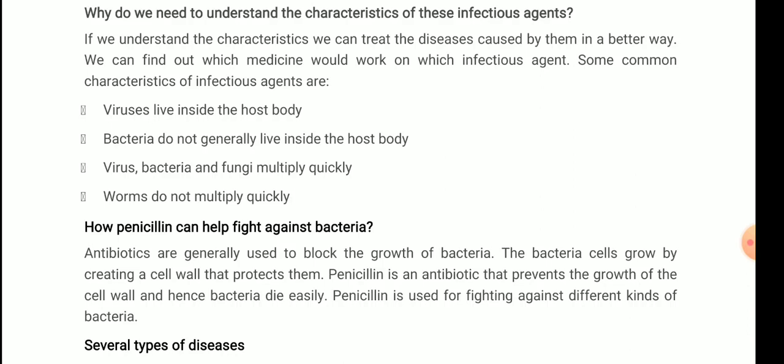Okay, students, some of the things that are connected to the first chapter, the fundamental unit of life. Like the cell wall is thick, I told you there. Like the word biogenesis, I just discussed. Like biotics. So some things that are related, I will be relating with them. That's how penicillin can help fight against bacteria by preventing the growth of the cell wall, so the bacteria die easily, and penicillin is used for fighting against different kinds of bacteria. Clear, students, how penicillin can fight against bacteria? Okay.